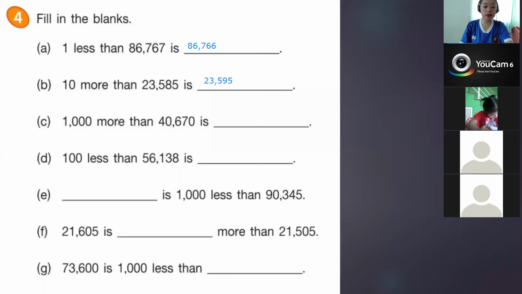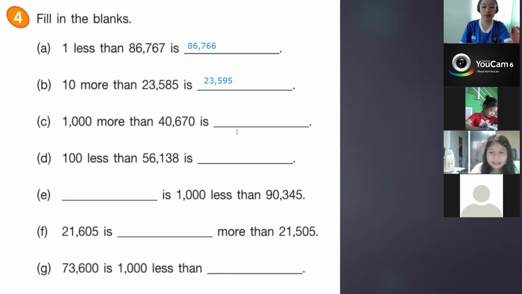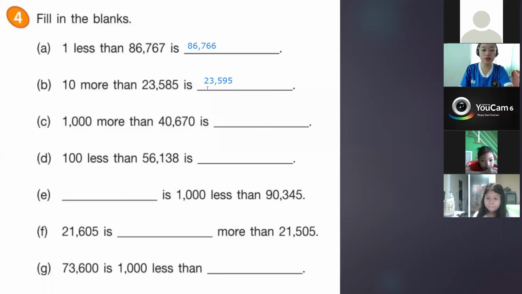We have 1,000 more than 40,670 is equal to blank. Okay, so we're going to add 40,670 plus 1,000 is equal to 41,670. Okay, and we have letter D.